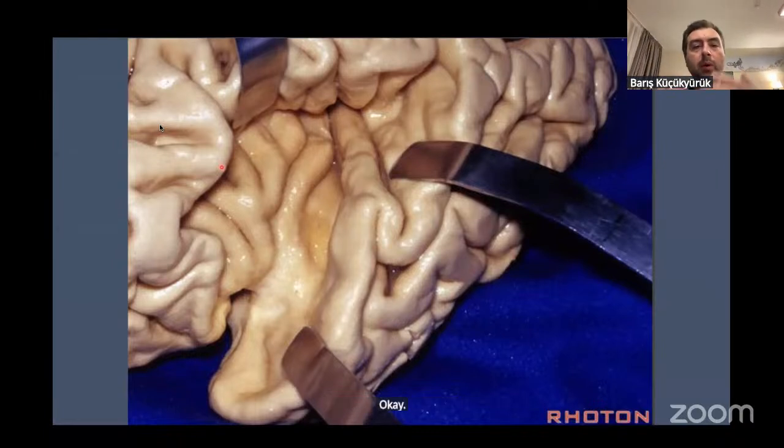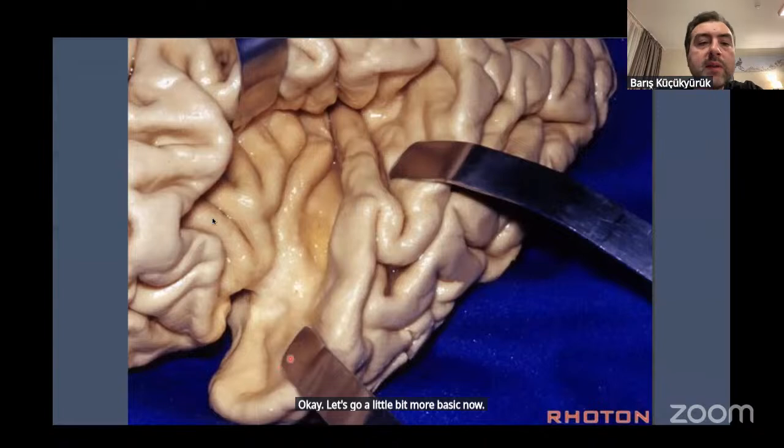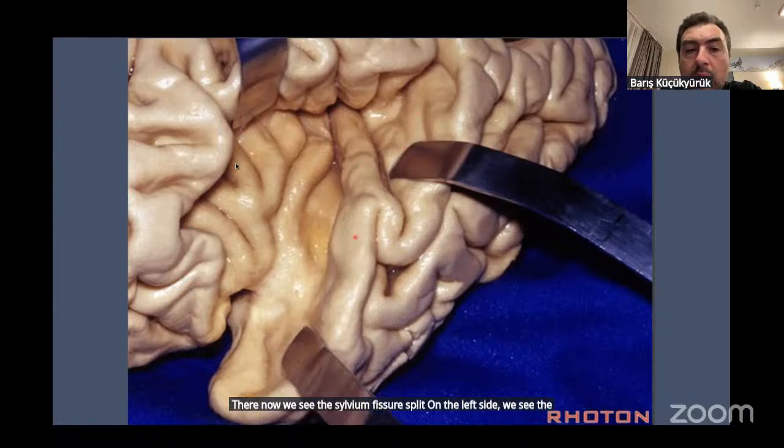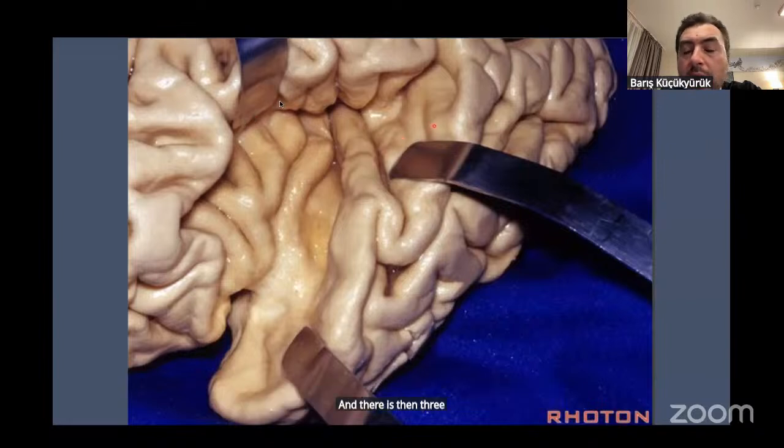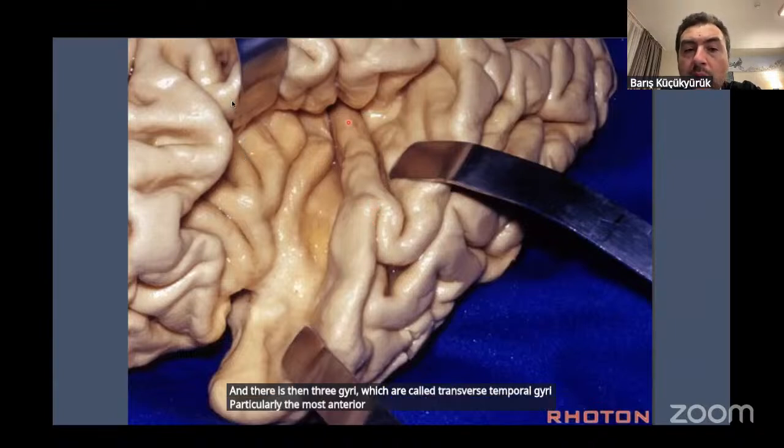Let's go a little bit more basic now. Now we see the Sylvian fissure split on the left side. We see the superior surface of the temporal lobe. Anteriorly, there is a smooth surface called the planum polare, and there are then three gyri, which are called the transverse temporal gyri.